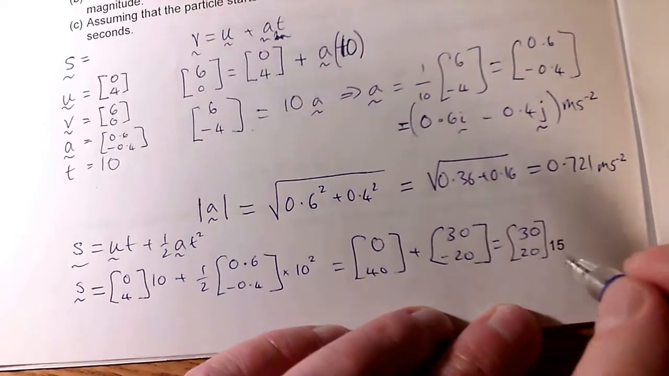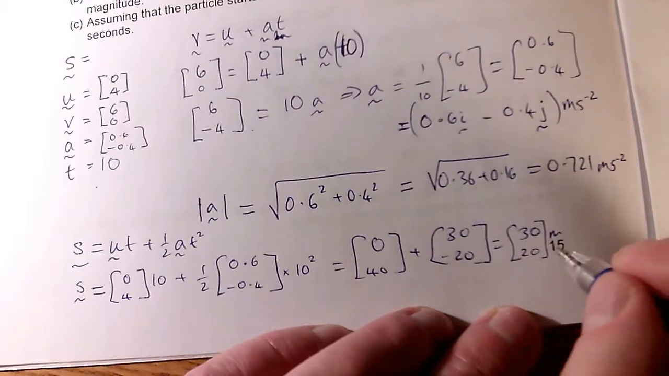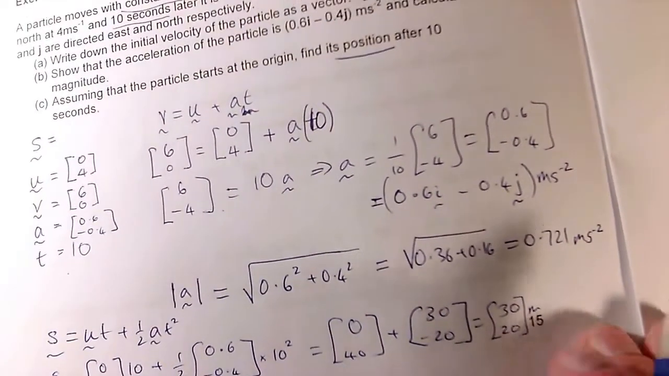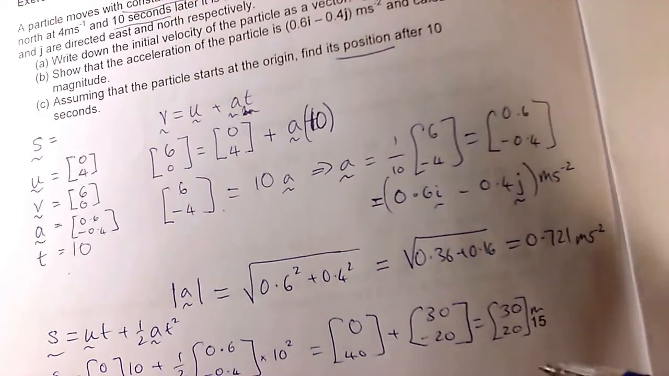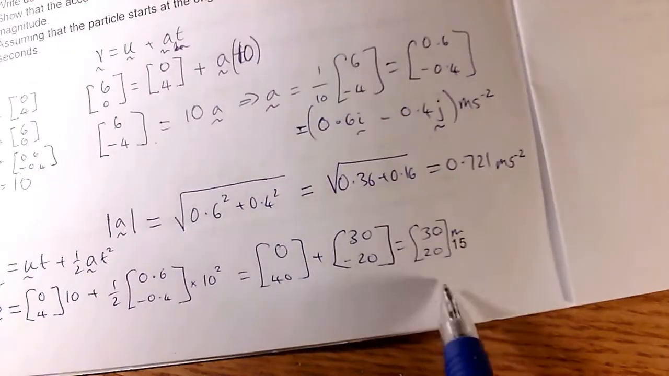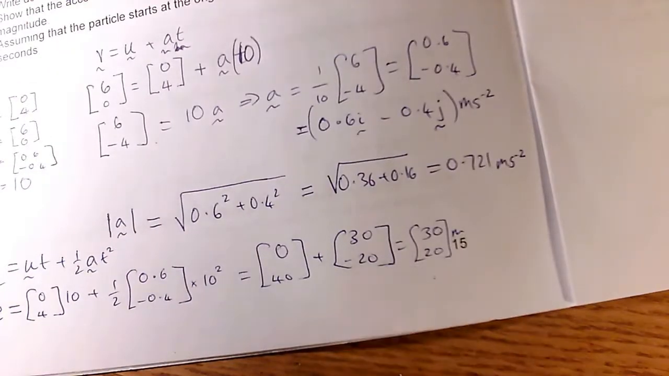Now I've got to be careful. That's in meters. Now, did I want displacement from the origin, or do I want the distance from the origin? It says find its position, so a displacement is fine. If it had said the distance from the origin, I'd have had to Pythagoras this one too. Okay, hope that helps.